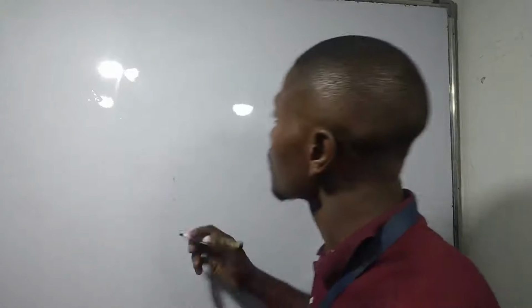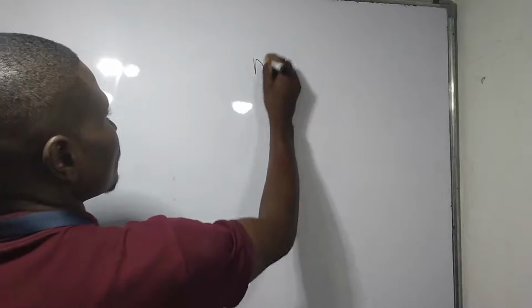So now let's jump into our main content. We begin by identifying some of the quantitative measurements that an object which is under motion can have.